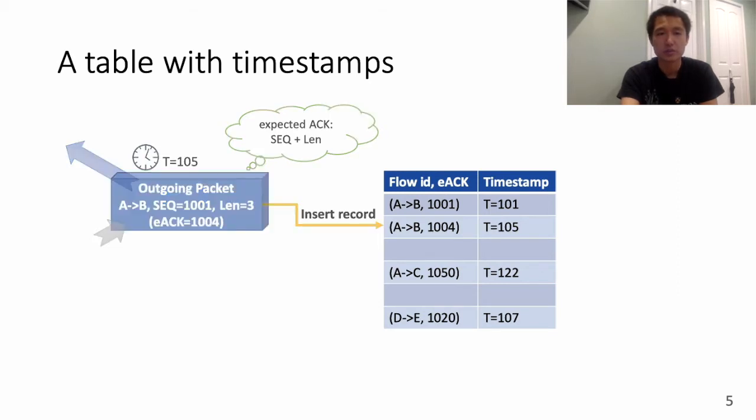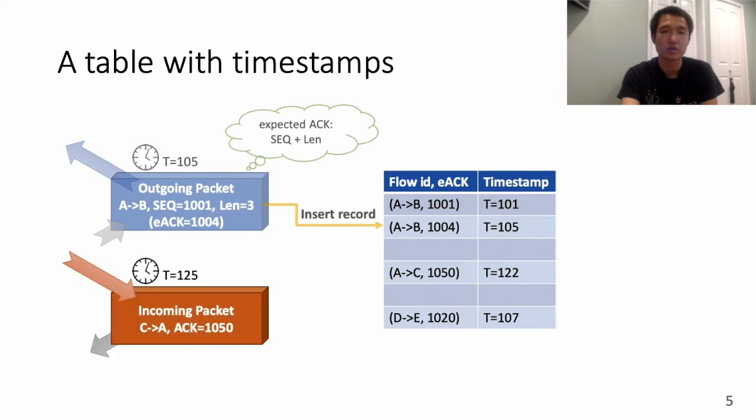Later on, at t equals 125, when a packet comes in, we'll see a flow ID and acknowledgement number. Now we can try to look it up in the table. We have to flip the flow ID around because we have a flow ID going the other way around. We can see there's a match. So we can subtract the timestamp in the table from the current time to see the RTT is 3. We'll also try to erase this entry so we can save the memory for future insertions.